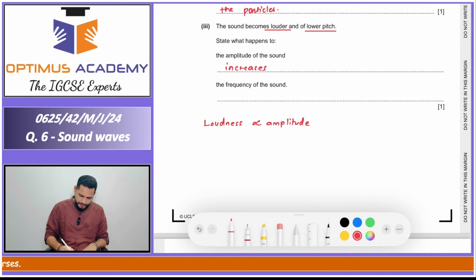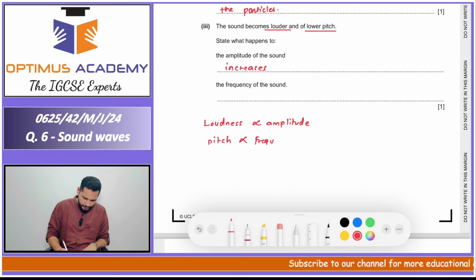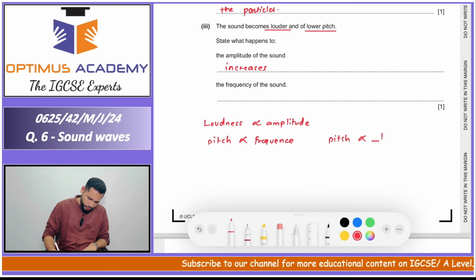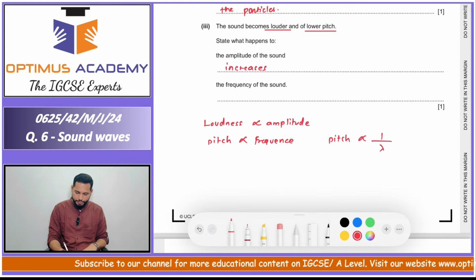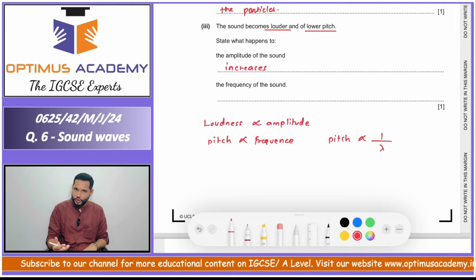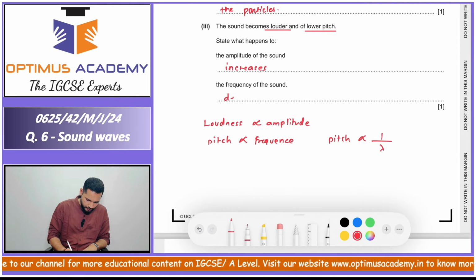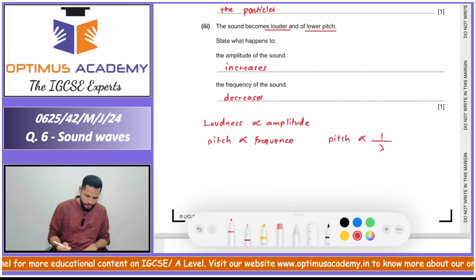The second they are asking about is pitch. Pitch is directly proportional to the frequency. Note that pitch is inversely proportional to the wavelength of the wave. So here they are asking about frequency. If the pitch is lower, the frequency will also be decreased. So here we will write the frequency decreases.